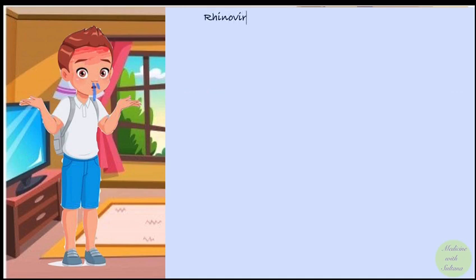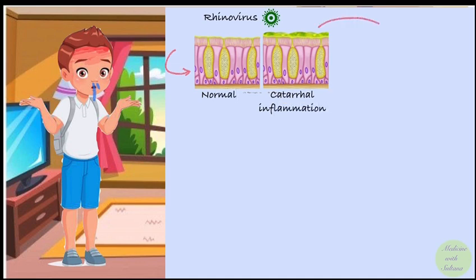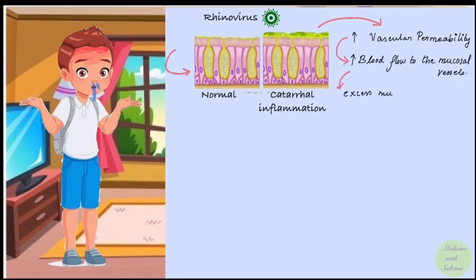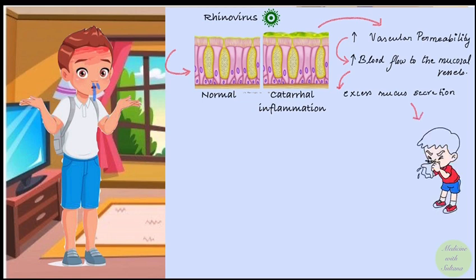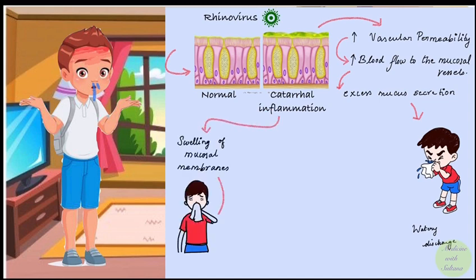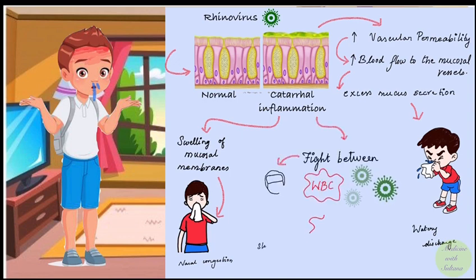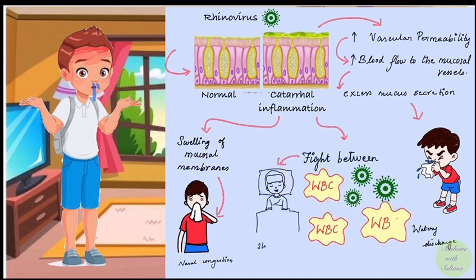Because of the rhinovirus, now Ben's mucosal membrane undergoes catarrhal inflammation, in which the vascular permeability increases, leading to increase in blood flow to the mucosal vessels. Hence, now Ben has excess mucus secretion. This mucus must exit, causing watery discharge from Ben, and swelling of mucosal membranes leading to nasal obstruction or nasal congestion. Let's not forget the fight between WBCs and rhinovirus causing a slight rise in temperature, which is the reason for Ben suffering from fever.